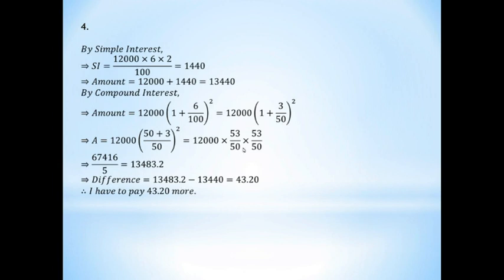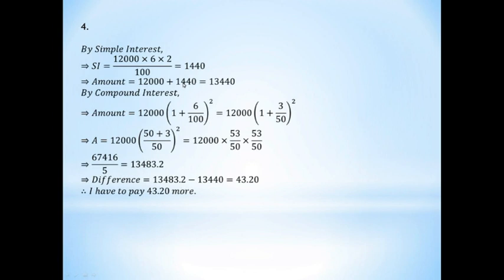Then the rate is 6 and time is 2. So by simple interest, we have calculated principal into rate into time by 100. After simplifying, you will get 1,440. In order to find the amount, you have to add up the principal and the interest.